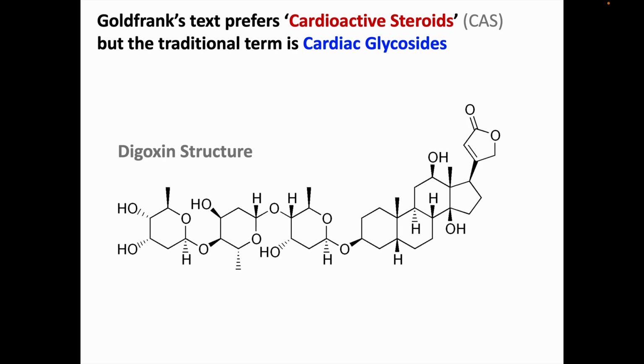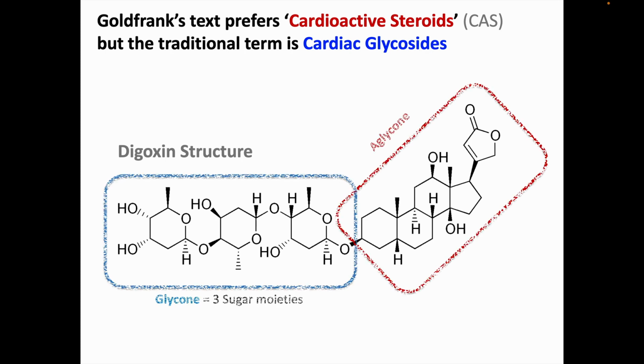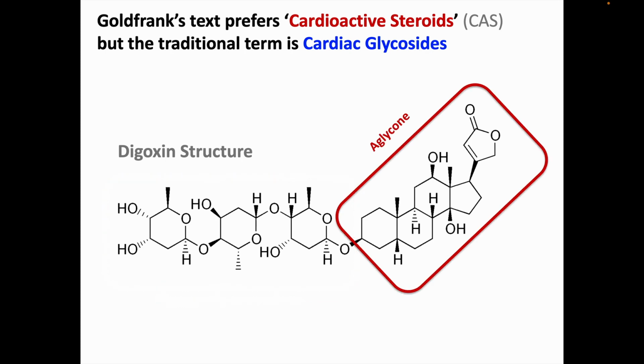Here we see the structure of digoxin, the only pharmaceutical member of this class currently in common use, although its use is on the gradual decline. With regard to digoxin being a cardiac glycoside, we see here the glycone portion consisting of three sugar moieties, and the rest of the molecule can be called the aglycone.